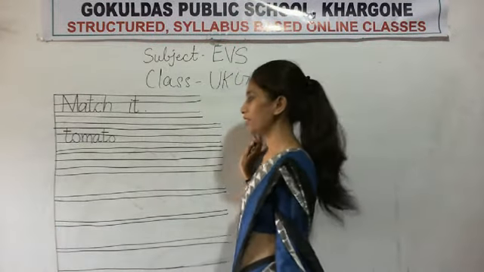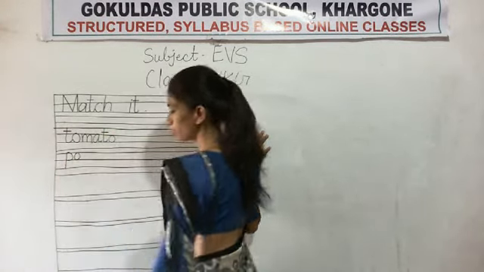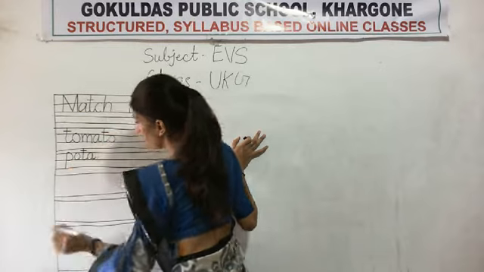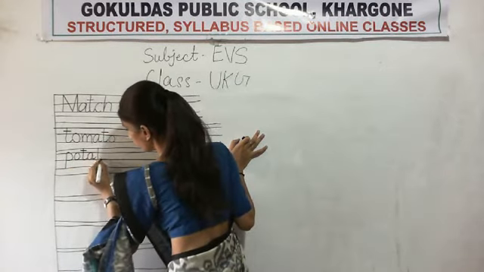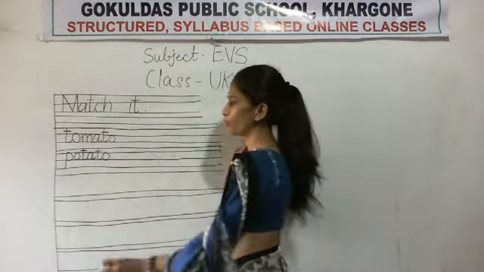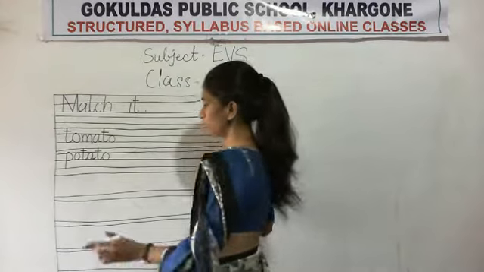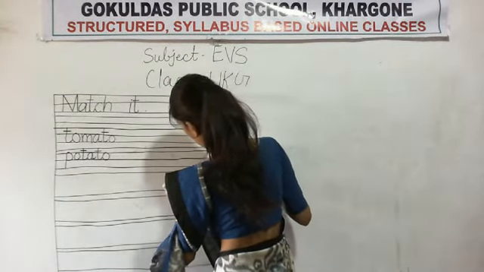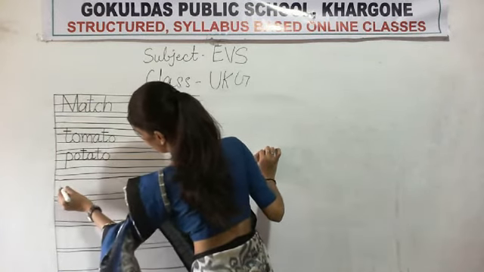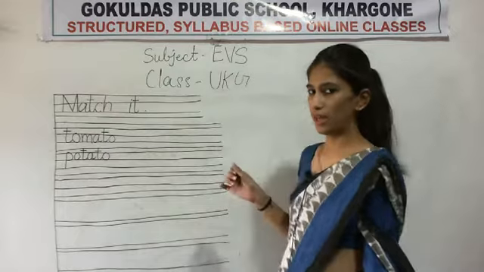Now, next spelling, potato. Write P-O-T-A-T-O, potato, right. Written spelling of tomato and potato.